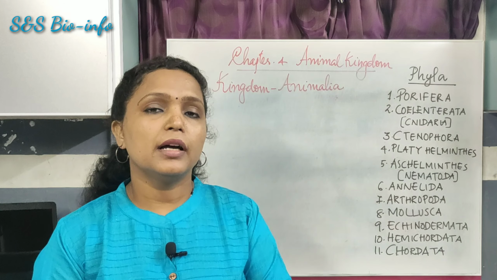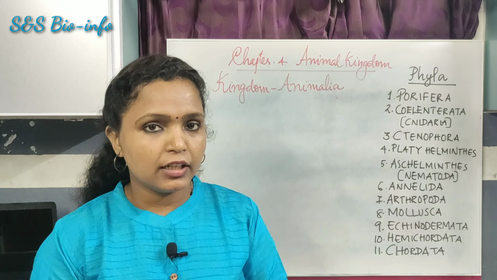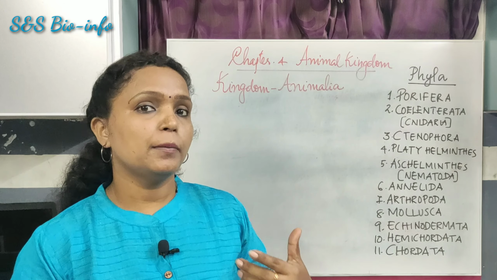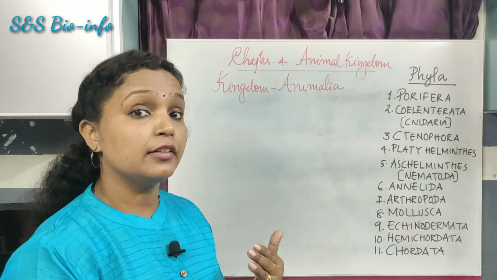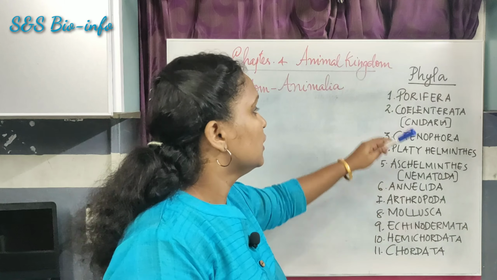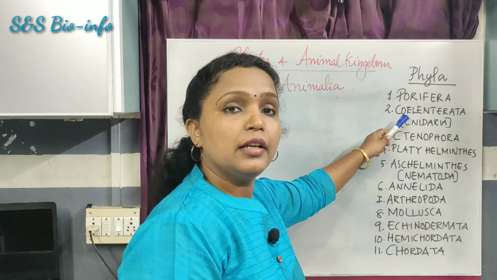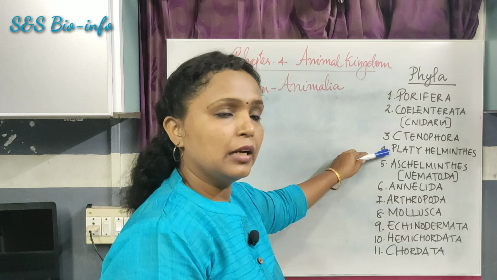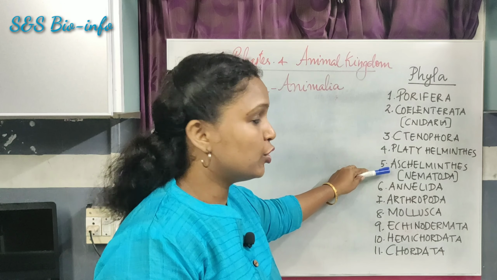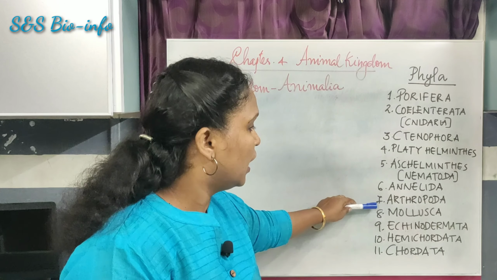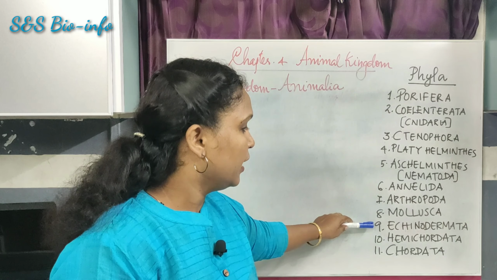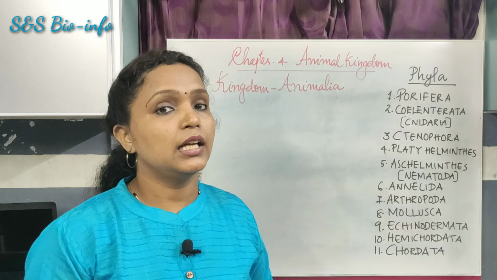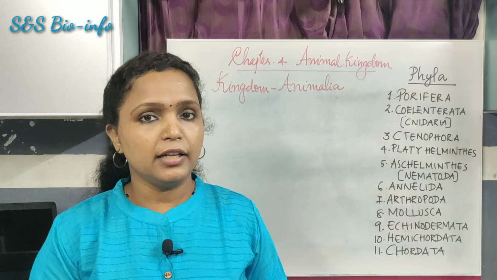The Kingdom Animalia comprises various phyla, subphyla, superclasses and classes. The Kingdom Animalia consists of 11 phyla. Those are the phylum Porifera, Coelenterata or Cnidaria, Ctenophora, Platyhelminths, Aschelminths or Nematoda, Annelida, Arthropoda, Mollusca, Echinodermata, Hemichordata and Chordata. These are the 11 phyla of the Kingdom Animalia.